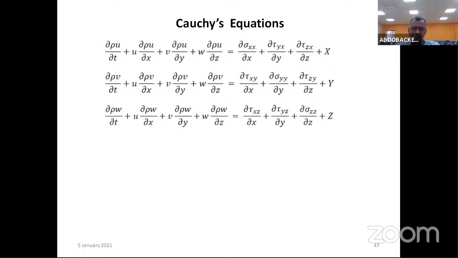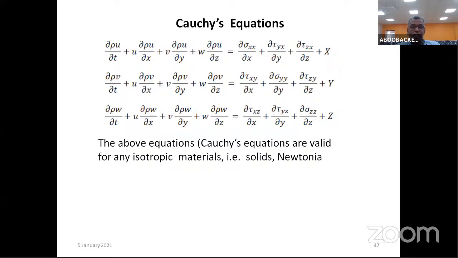So what are the stress components? We need to replace these stress components in terms of velocity components. Otherwise, the number of unknowns will be very large. To reduce the number of unknowns, we have to close the equations. Close means the number of unknowns should be the same as the number of equations. So for that, we use the constitutive relations.